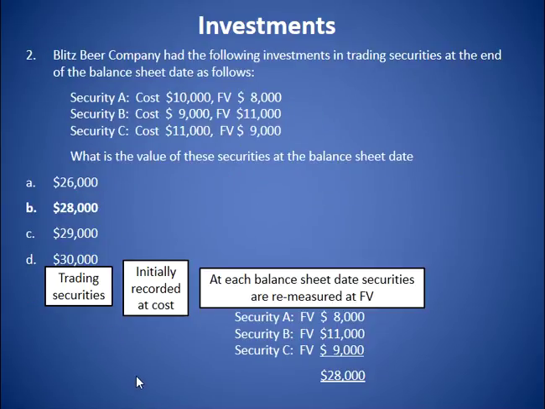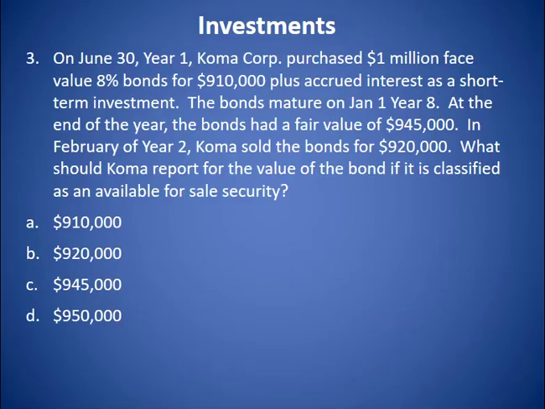And in this case, again, what is the value of the securities at the balance sheet date for question number 2? And again, these are trading securities. They're initially recorded at cost, and then at each balance sheet date, the securities are remeasured at fair value. In this case, we measure each of the securities at their fair value, 8,000, 11,000, and 9,000. So the answer in this case is B, $28,000. Okay, let's take a look at number 3.